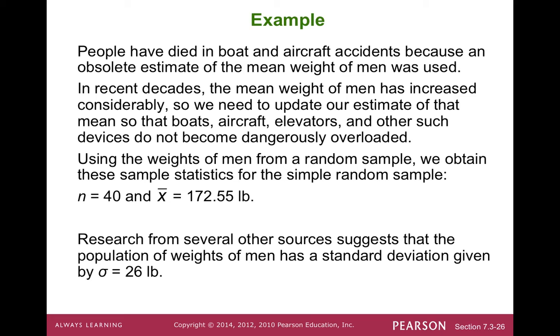And so we're going to use the weights of men from a random sample. What we get from our random sample, we had an N of 40, we get a mean weight of 172.55. And research from several other sources suggests that the population of weights of men has a standard deviation of about 26 pounds. So this is our sample data, and this is the overall, larger population data. So we do have a known standard deviation.